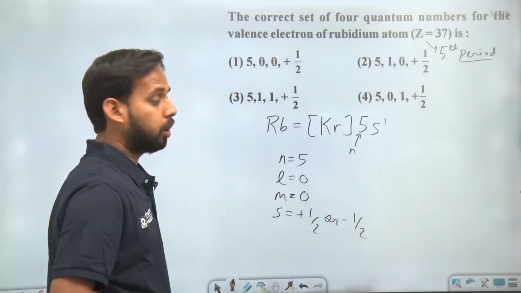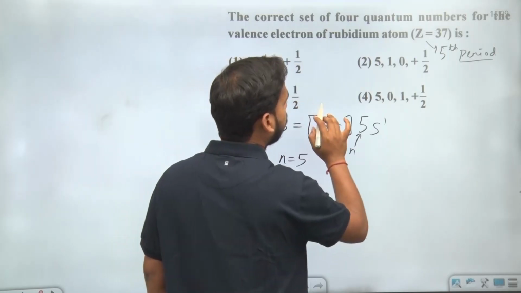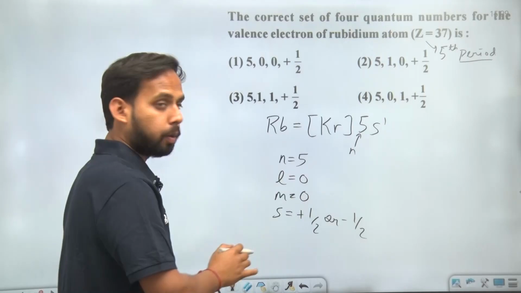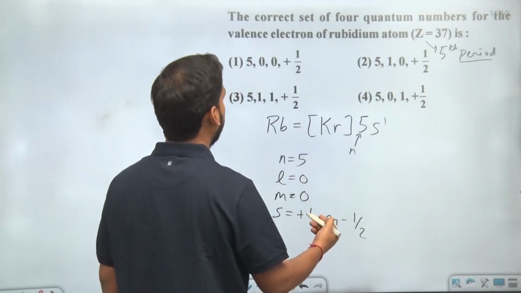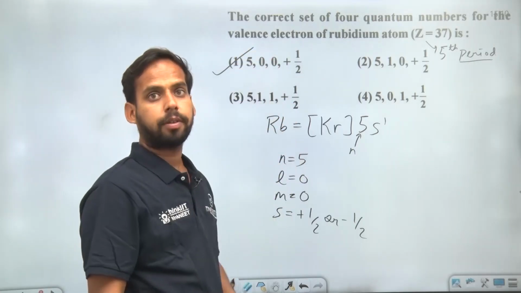Based on that, we will match the option. The spin quantum number is given only as plus 1 by 2 in all the options. So it is 5, 0, 0 and plus 1 by 2. It matches with option 1. So our correct option is option 1.